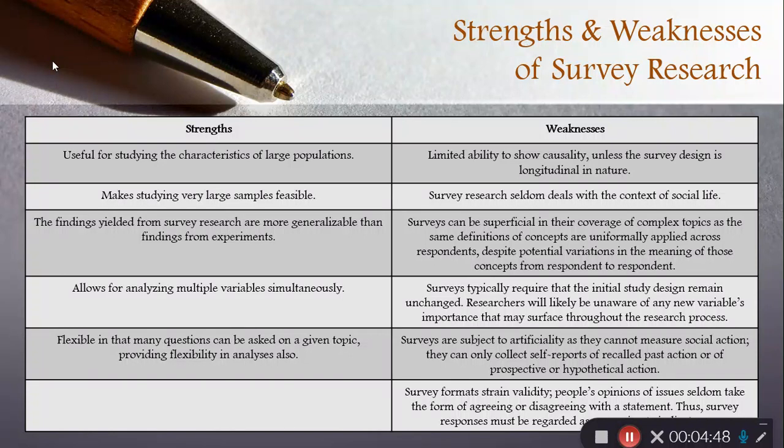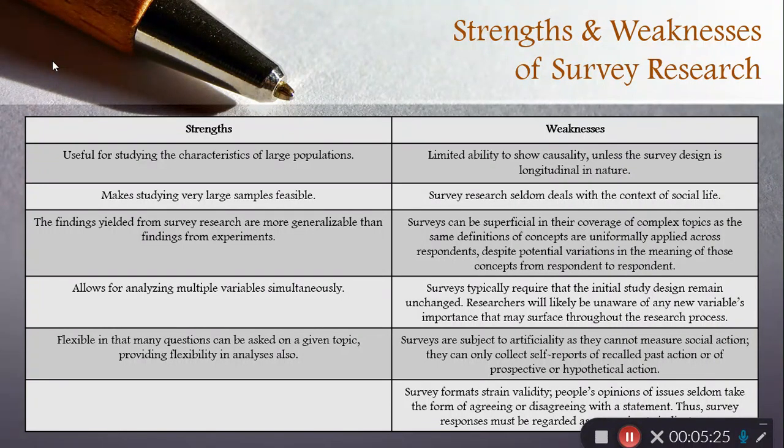In addition, survey research seldom deals with the context of social life. What is meant by this is that survey research by nature is quantitative, and from quantitative research, we are able to produce numbers. For this reason, numbers are very limited in their ability to speak to context. And this is where qualitative research comes in. Qualitative research helps us to understand the context behind the numbers. So this is one weakness of survey research that we must consider.